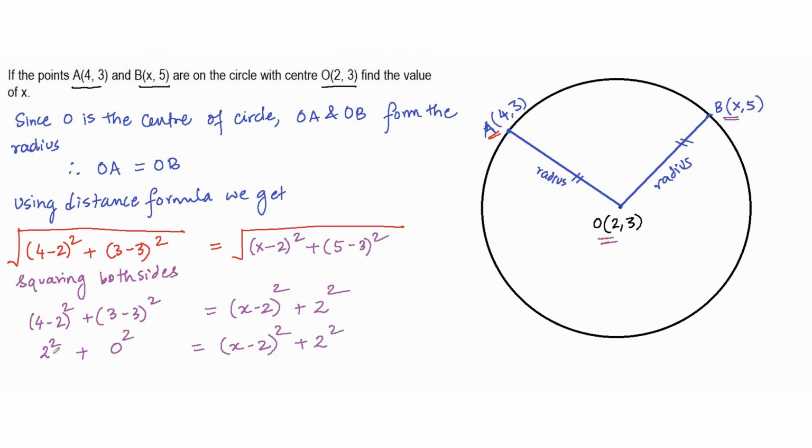You will notice that 2 square cancels from both sides. 0 square is anyway 0. And therefore I get (x − 2) the whole square is equal to 0, which implies that the value of x is 2. So again, using the distance formula, I was able to equate the two radii that were given, and this is how I solve for the unknown. Again, pausing for a couple of seconds before taking up the next one.